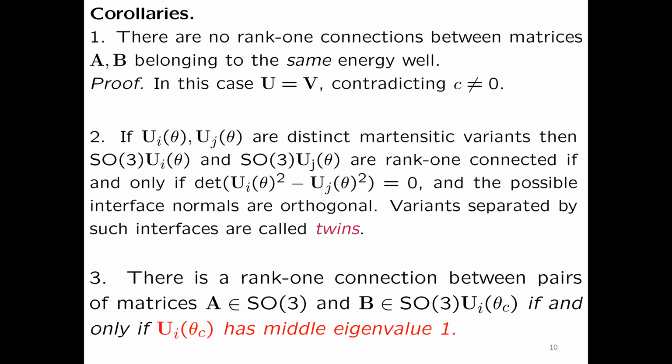Remember, we took the reference configuration to be the high temperature phase at the critical temperature, which corresponds to y equal to x, and the gradient of y being the identity. So the energy well corresponding to the high temperature phase is SO(3) times the identity. And now, could you make a rank 1 connection between the high temperature phase and one of the martensitic variants? The theorem tells you that that can only happen if U_i of θ_c has middle eigenvalue 1.